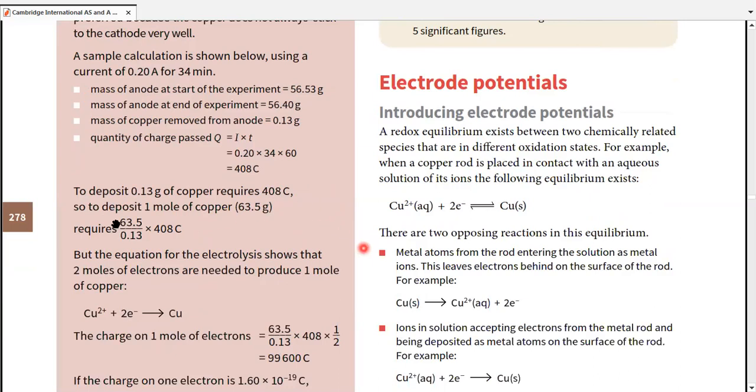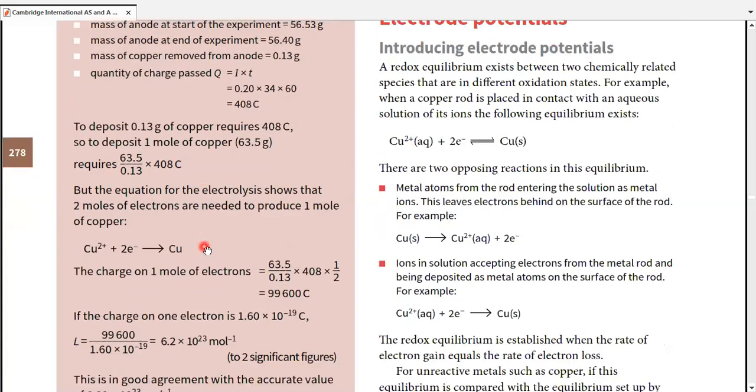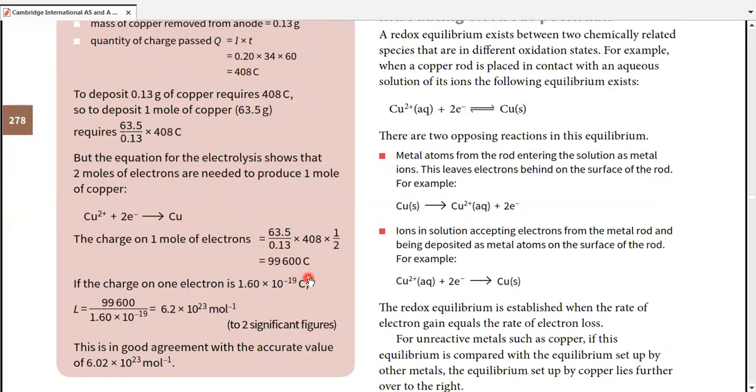To deposit 1 mole of copper, 63.5 grams, would require 63.5 divided by 0.13 multiplied by 408 coulombs. But the equation for the electrolysis shows that 2 moles of electrons are needed to produce 1 mole of copper. So whatever we are getting over here, we're going to divide that by 2. Instead of dividing this answer by 2, he multiplied the whole thing by the fraction 1 by 2. So what we get over here is 99,600 coulombs.